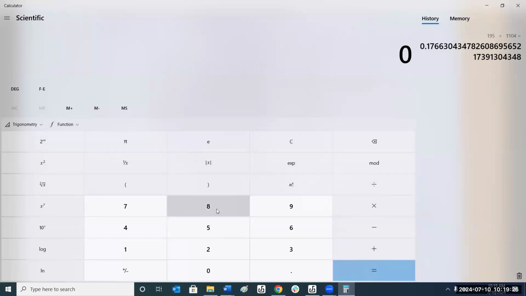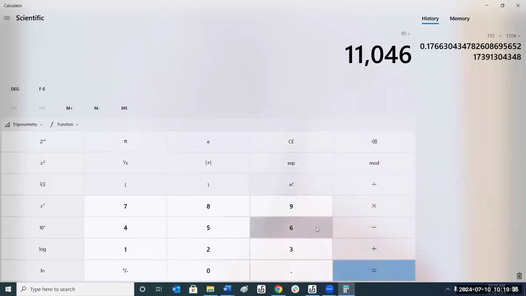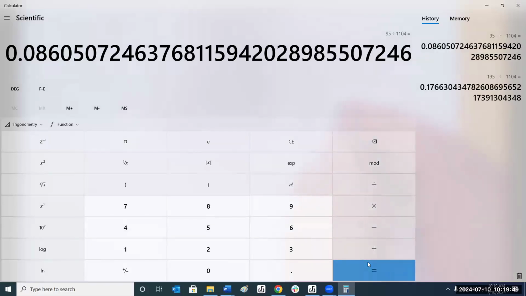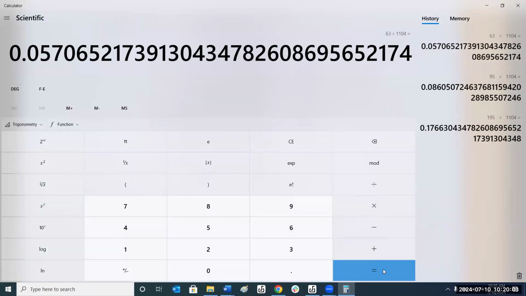The next one is 95 divided by 1104. 0.09. 63 divided by 1104. 0.60.